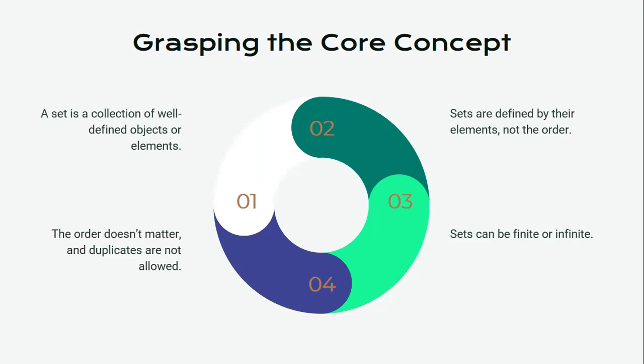As we spoke about, the order doesn't matter and duplicates are not allowed. So when we talk about a set of natural numbers, it does not have 1, 1 or 2, 2. It does not repeat the same number in the set. It will appear only once. Even though we write it twice, it will be considered as one element.